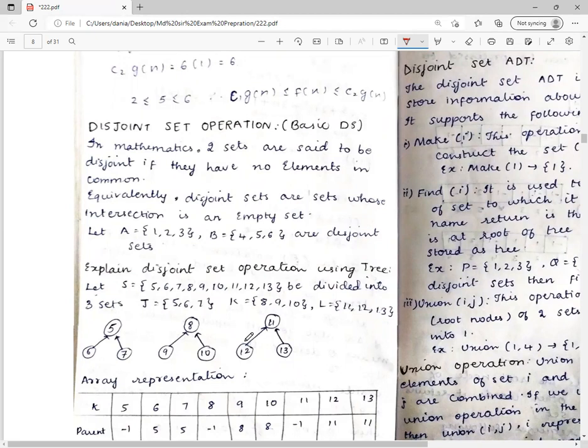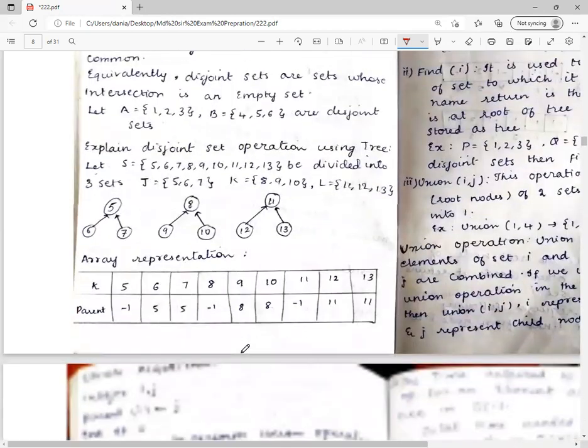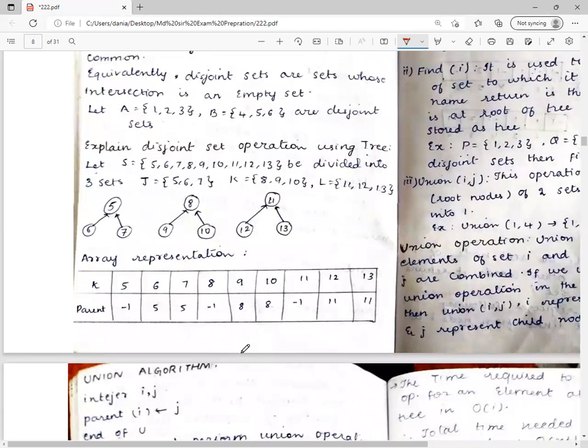Explain disjoint set operations using trees. Let S be equal to {5, 6, 7, 8, 9, 10, 11, 12, 13}, divided into three sets. Array representation: 5, 6, 7, 8, 9, 10, then -1, 5, 5, -1, 8, 8, -1, 11, 11.